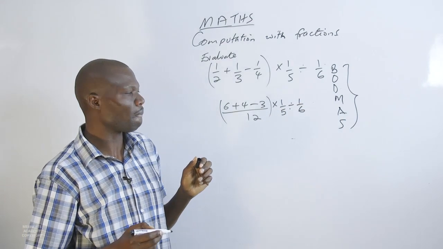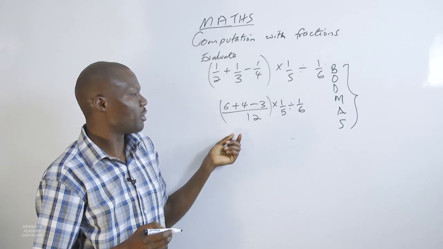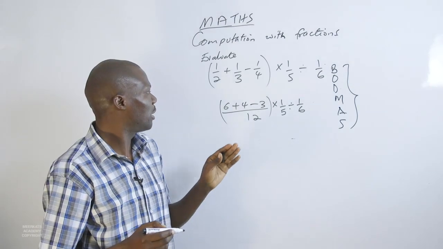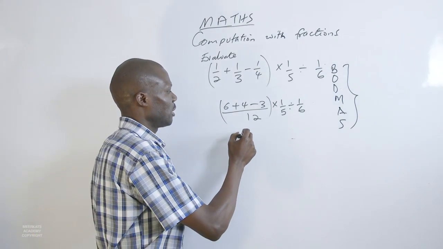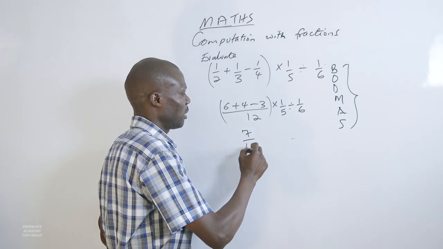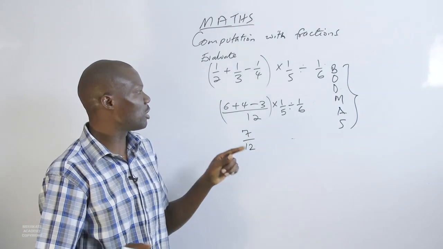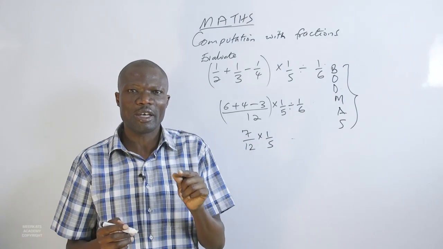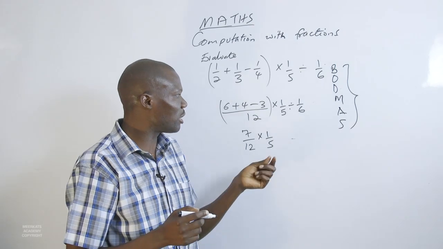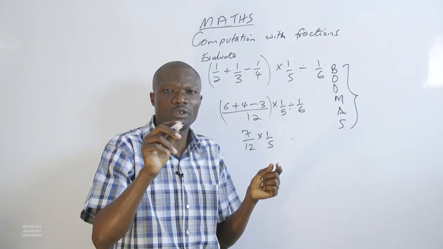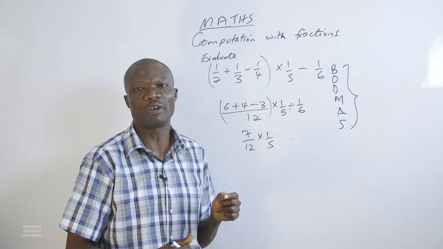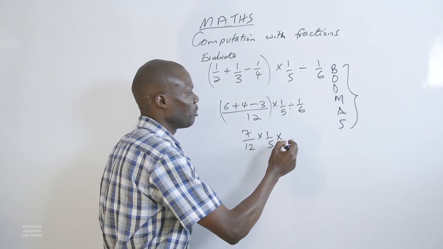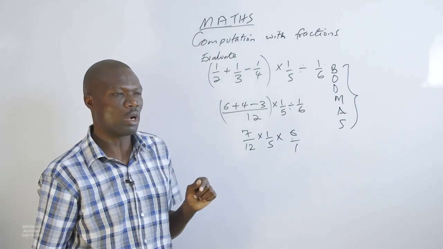So here now, you will find that 6 plus 4 is 10. 10 minus 3 gives us 7. So this part we have 7 over 12, multiplied by what? 1 over 5. Divided by a sixth. But a sixth is what? If we are dividing, we need to multiply by the reciprocal. And to multiply by the reciprocal here, we shall multiply by 6 over 1.